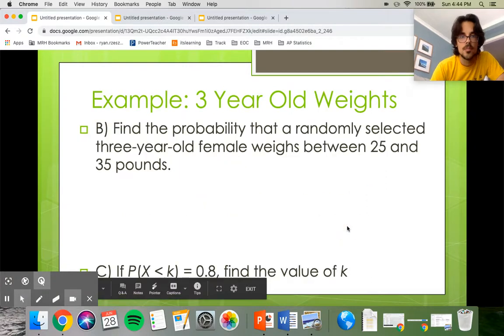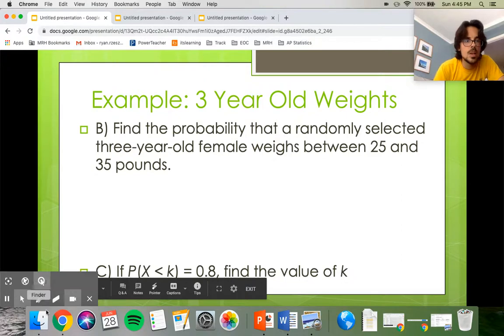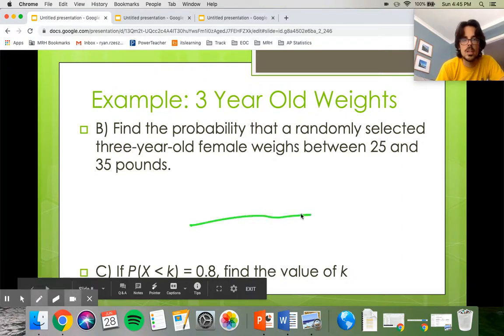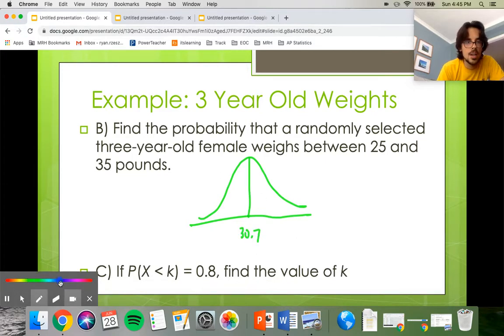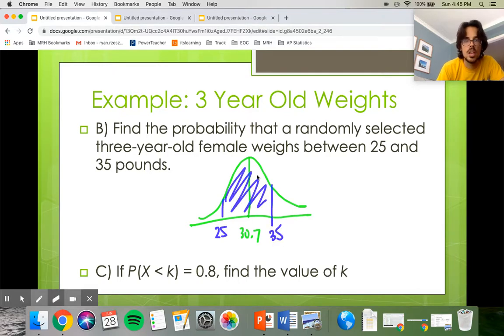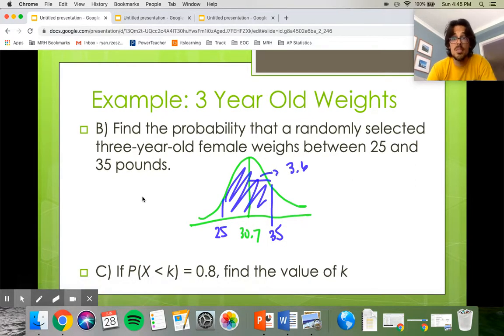All right. So find the probability that a randomly selected 3-year-old weighs between 25 and 35. Well, again, that was a really bad line. 30.7 was my middle right here. Now I care about 25, which is like here-ish, and then 35, which is over there-ish, and my standard deviation is still the 3.6. I think it was 3.6 from before. Yes.